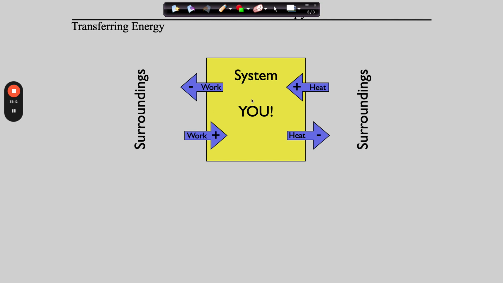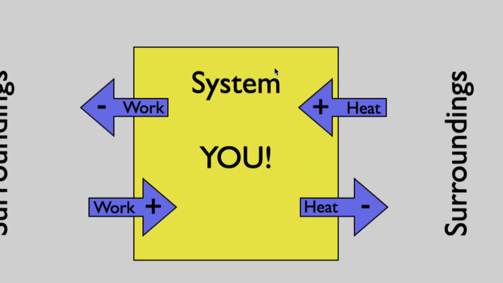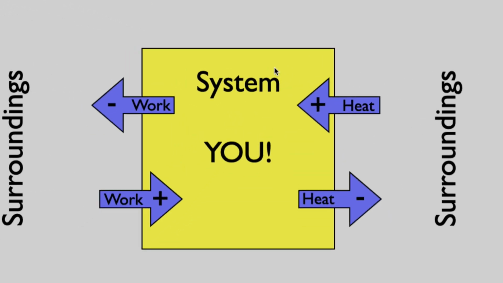And let me zoom in. The only way to get energy in or out of a system is through work or heat. If the system is doing work on the surroundings, that's negative. If the surroundings are doing work on the system, that's positive energy change. And here, if heat is going into the system, that's a positive change. If heat is coming out, that's a negative change.